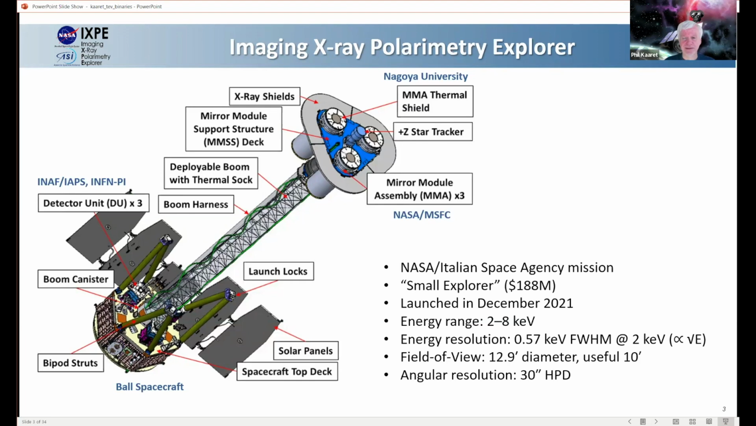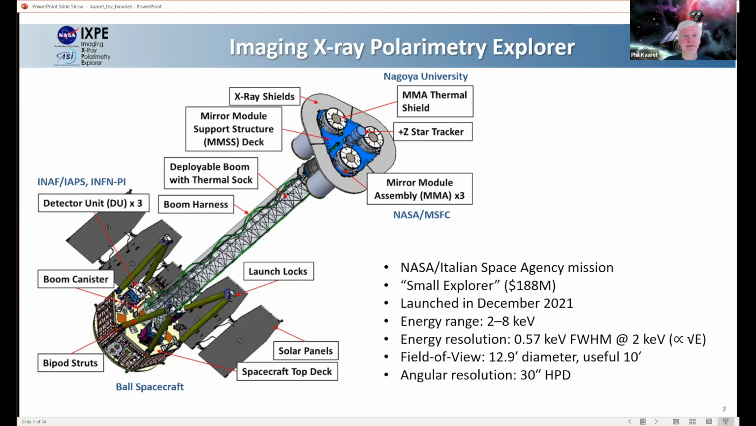Science observation started in early 2022. So we're in our third year right now. The energy range is the old standard X-ray energy range of 2 to 8 keV. And the detectors, which I'll get into in a minute, are actually gas-filled proportional counters. So the energy resolution, those of you who are old X-ray astronomers would be familiar with this. It's a factor of several worse than the standard CCDs, which are standard for instruments now. And the field of view is about 10 arc minutes, and the angular resolution is not too bad.